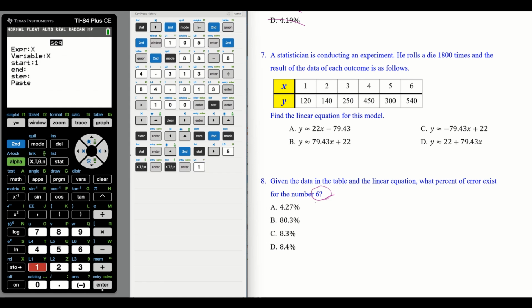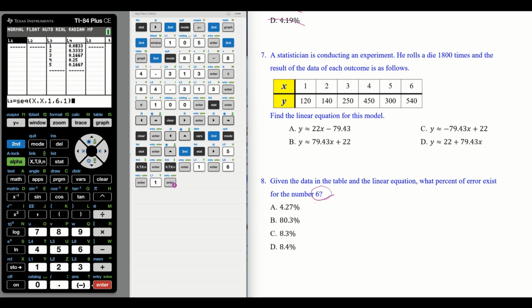I'm going to start at the number 1. I'm going to end at what number? 6, because there's only 6 on a die. And then I'm going to go by steps of 1, and I'm going to paste. I'm going to enter again. Voila. I know, as many buttons as we push, we could have just pushed 1, 2, 3, 4, 5, 6. I know, but just in case on a test or something, you have a lot of numbers, just in case.